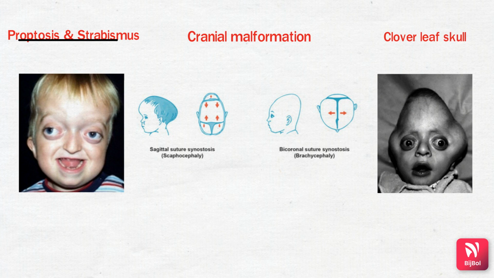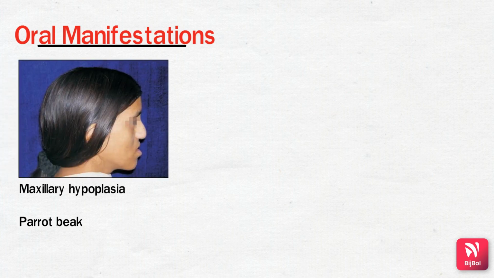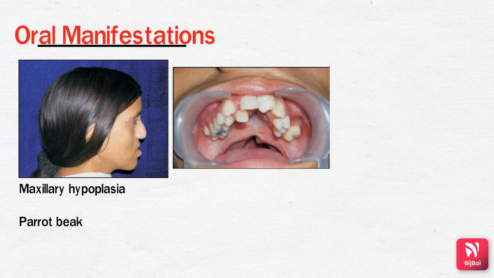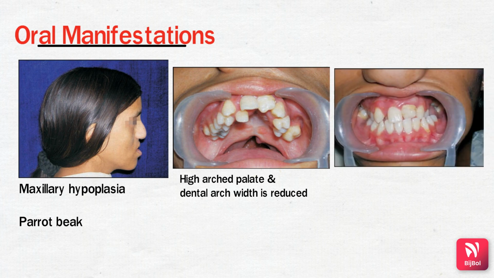There will also be presence of frontal bossing in some cases. Let us look into the oral manifestations. Maxillary hypoplasia and a parrot beak appearance is a very classic feature of these subjects. In some cases, the facial angle is exaggerated and the patient's nose is prominent and pointed, resembling a parrot beak. High arched palate and reduced dental arch width give crowding. Unilateral or bilateral crossbite is evident with open bite and crowding. Shovel shaped maxillary incisors, cleft lip and palate are also evident.